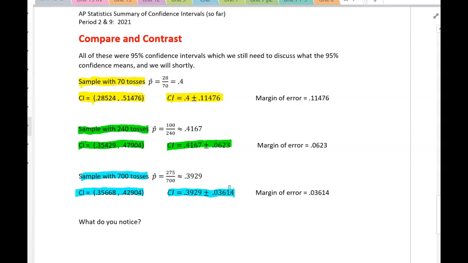So if you were to look at this as we increase the number of tosses, let's take a look at what I'm highlighting in pink. Notice the margin of error gets smaller.